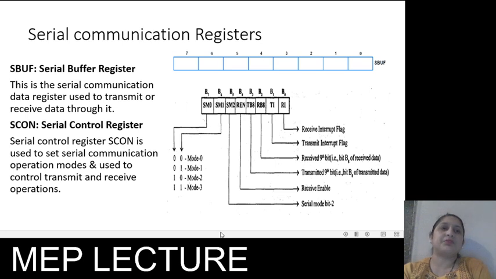There is an SBUF register present in the 8051 where we can store the data when we want to transmit or receive data during serial communication. Then, to control the serial communication, it has one special control register called SCON, the serial control register, which is used to set the serial communication operating modes and to control the transmit and receive operations. SCON is an 8-bit register.